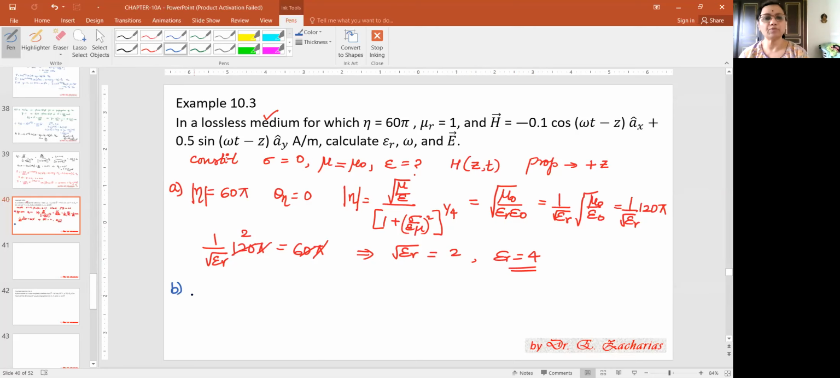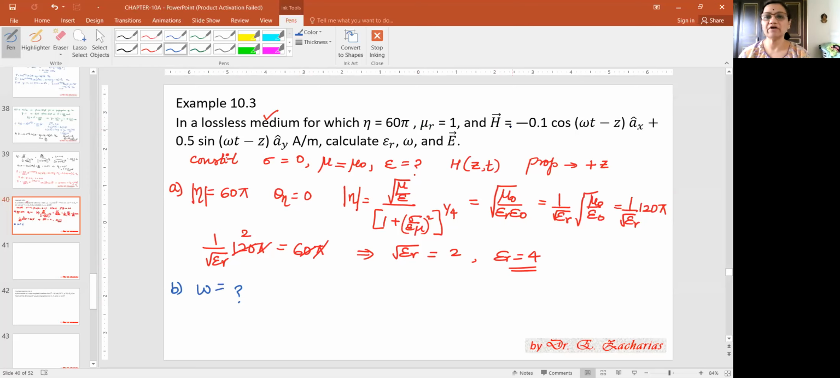What is the second part of the problem? You're supposed to find out omega. What is omega? Omega is angular frequency. Now look at this problem and see what is given. What are the parameters given in the problem?